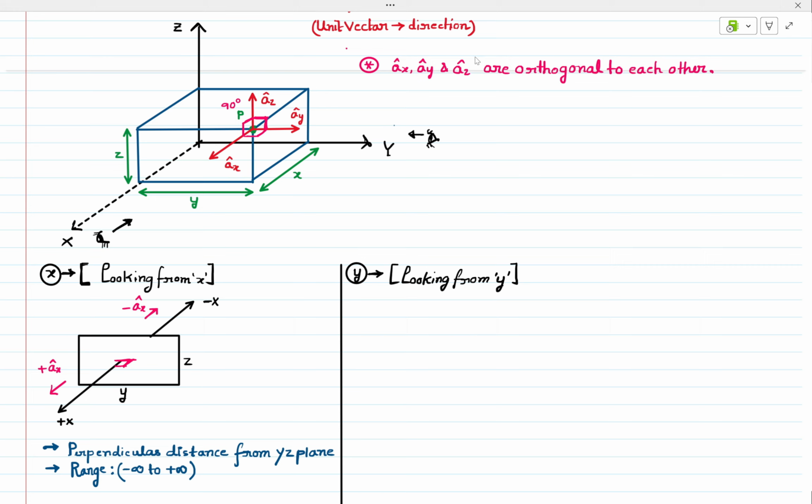What plane will you be able to see? That is the xz plane. Let me draw this xz plane first. Okay.